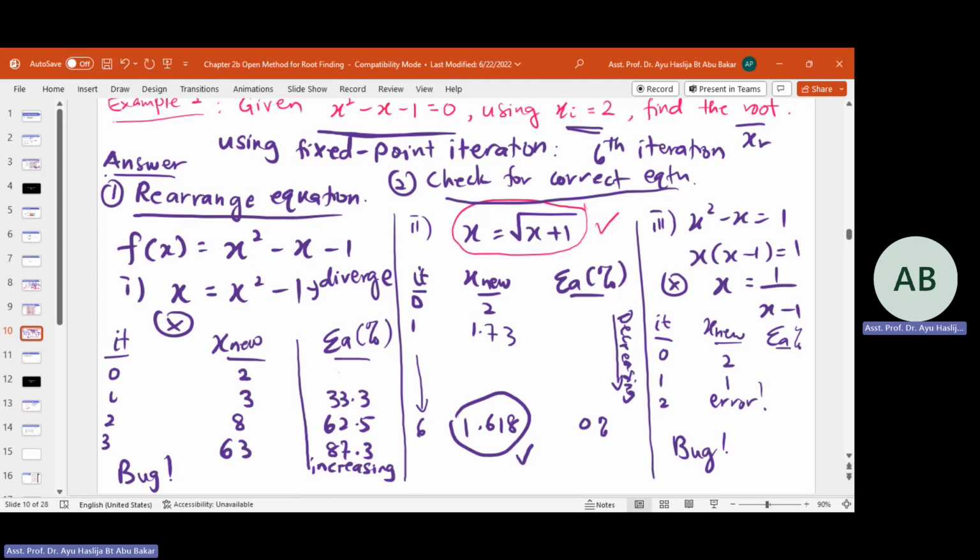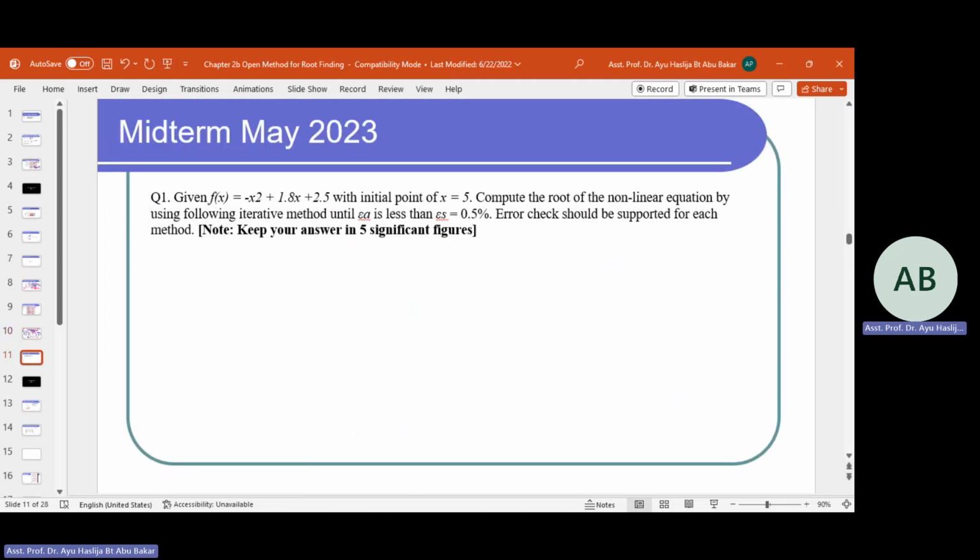Now, actually, I have one question, this one from the midterm last May. This one we continue in the next class, tomorrow's class.